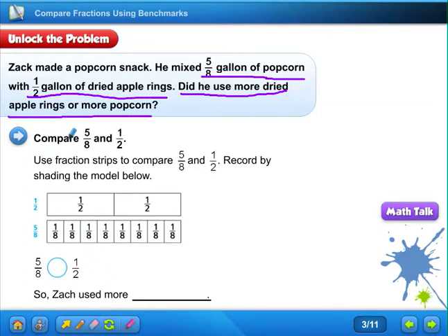So they say use fraction strips to compare 5/8 and 1/2. Record by shading the model below. So first, we're going to shade 1/2. And next, you're going to shade 5/8. So you're going to shade 5 of these 1/8 strips. So 1, 2, 3, 4, 5. All this gets shaded in.